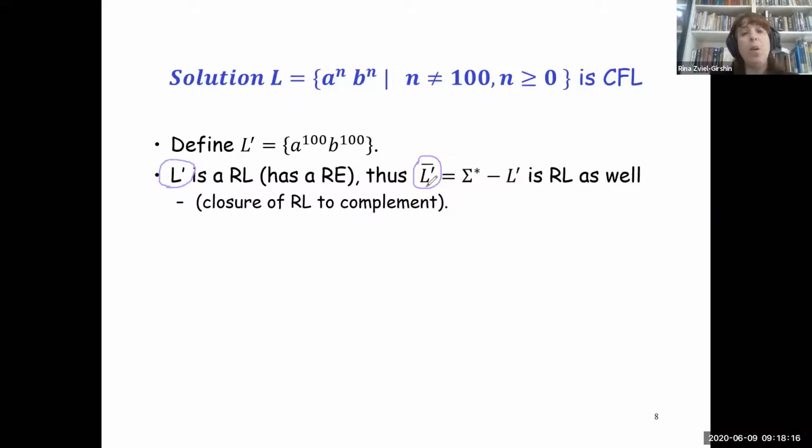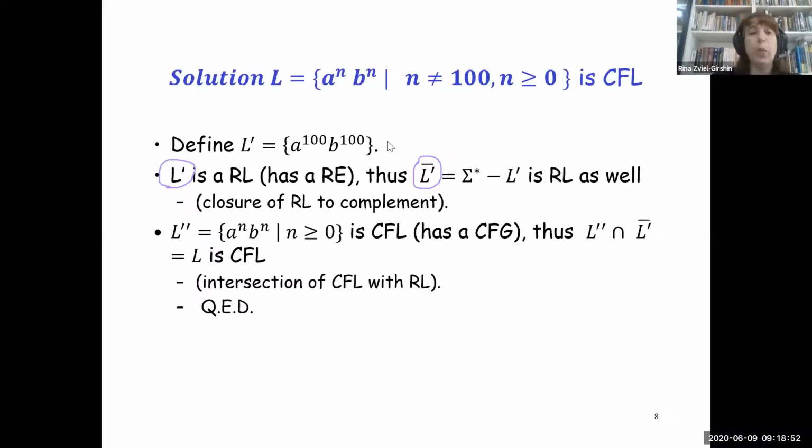We have all the words in our alphabet, and we only deleted one word, A in power of 100, B in power of 100. We also have the words with an infinite number of A's, with only B's, with B's before A's, A B A B A B. Any words are inside. The only word that is not inside is A in power of 100 and B in power of 100.